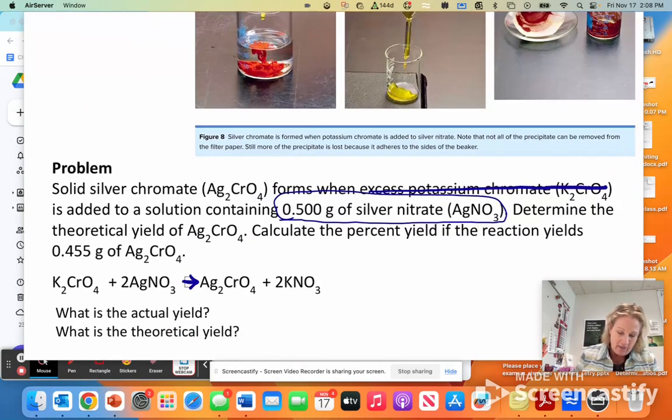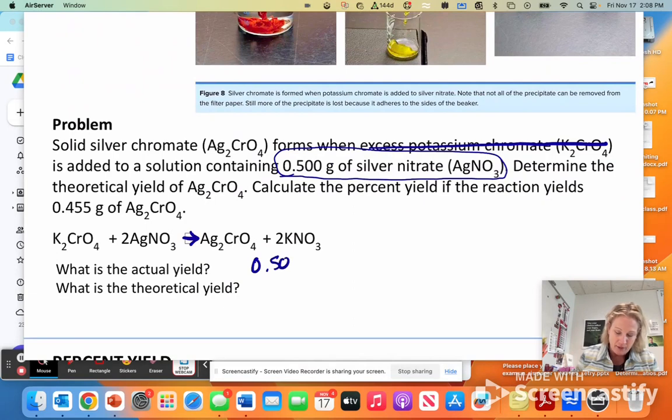So if we have 0.500 grams of silver nitrate, we can convert that to moles.